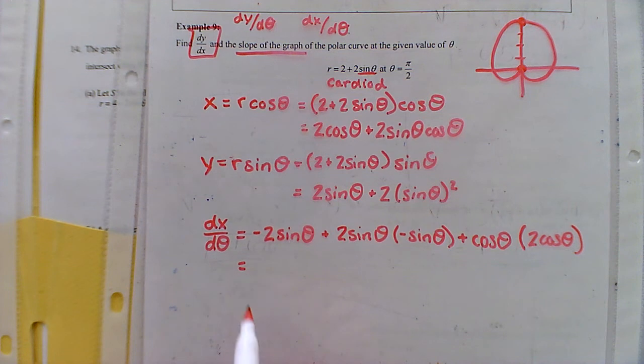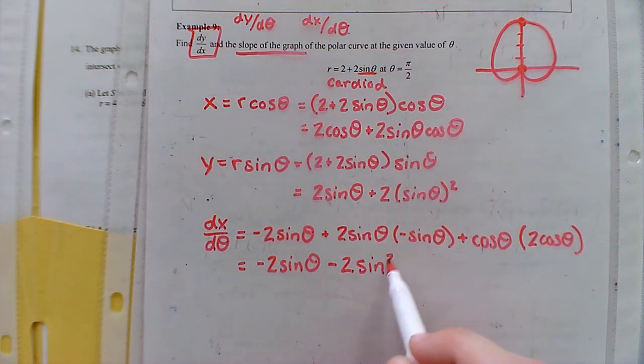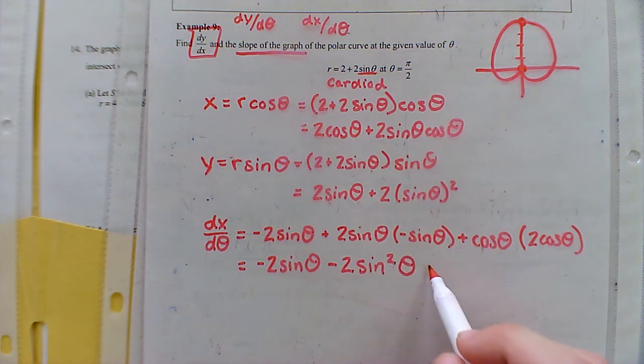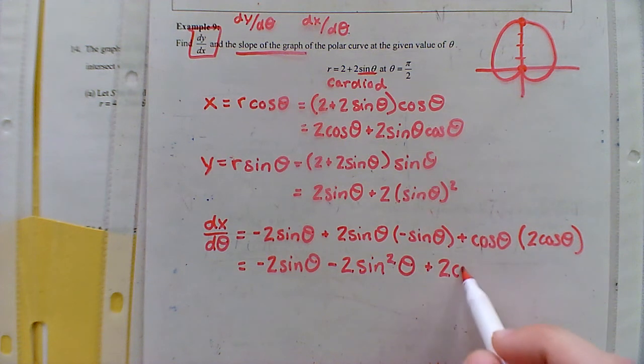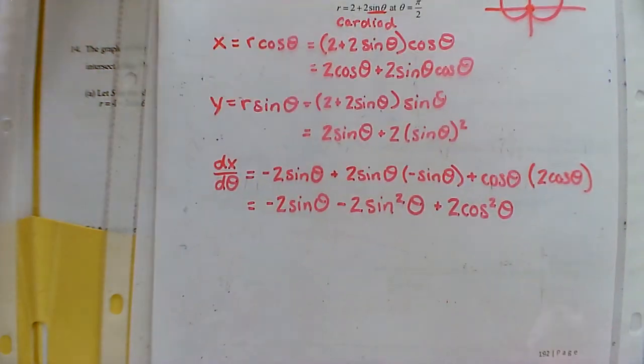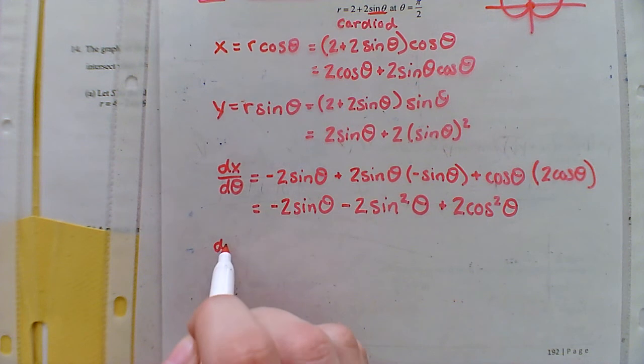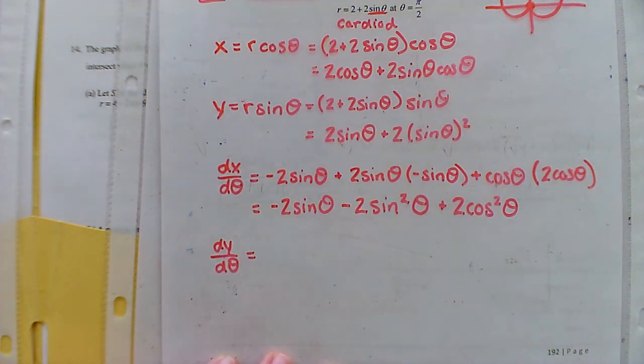All right, let's clean it up. So we have negative 2 sine theta minus 2 sine squared theta plus 2 cosine squared theta. All right, so there's our x derivative. Let's check out the y derivative.